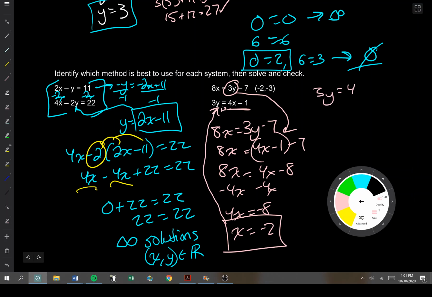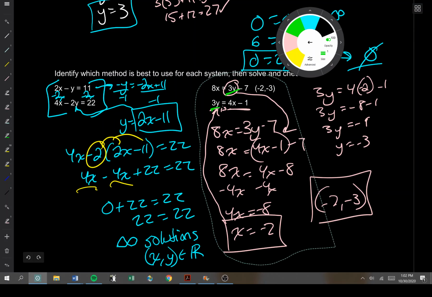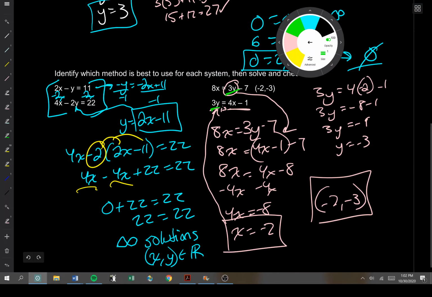3y equals 4 times -2, minus 1. So 3y equals -8 minus 1. 3y equals -9, so y equals -3. My solution is the point -2, -3. Okay, so that was a fortunate occurrence where we had a 3y here and a 3y here. That typically won't be the case. It's good to look for things like that, but that probably won't be an event you can rely on.